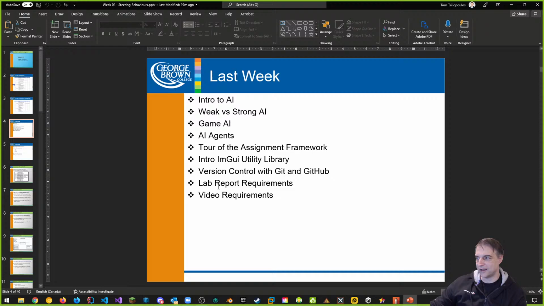And one of the things that we asked you guys to do was to sign up for groups. And some of you still have not done that. If you don't sign up for a group, even if it's a group of one, you will not be able to complete your assignment. So please sign up for groups today.